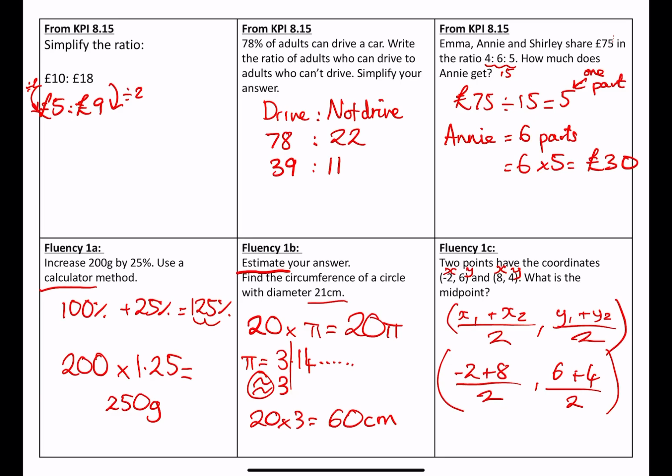Minus 2 plus 8. If I'm at minus 2 and I add 8, I end up at 6. 6 divided by 2 is 3. Then 6 plus 4 is 10, divided by 2 is 5. My midpoint is 3, 5.